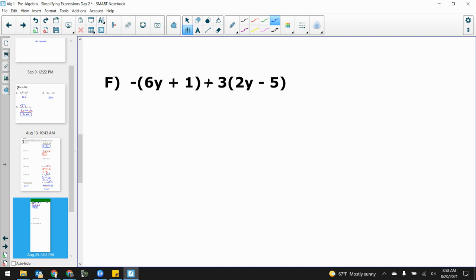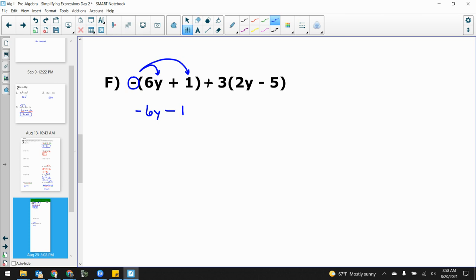So remember that the negative sitting out front, all it does is take this sign and distribute it into here, right? All it does is take that sign and distribute it in. -6y and then a -1. Be careful with that. Please say a -1, not plus a -1.